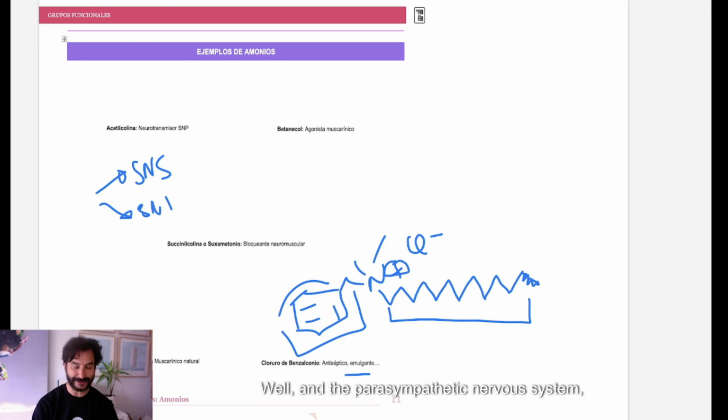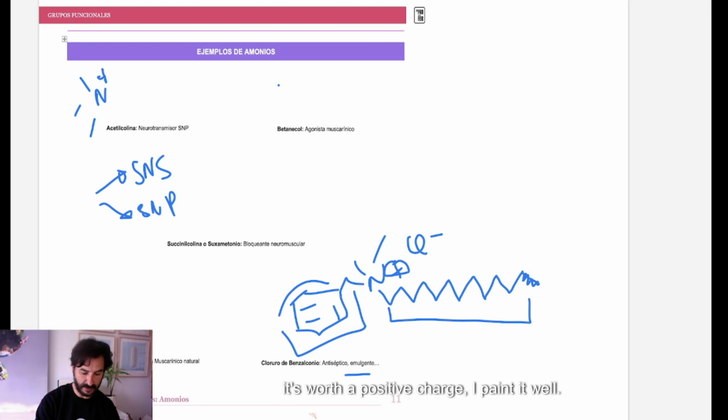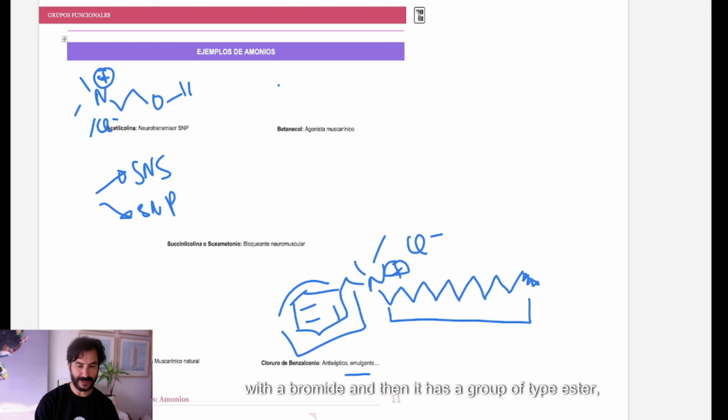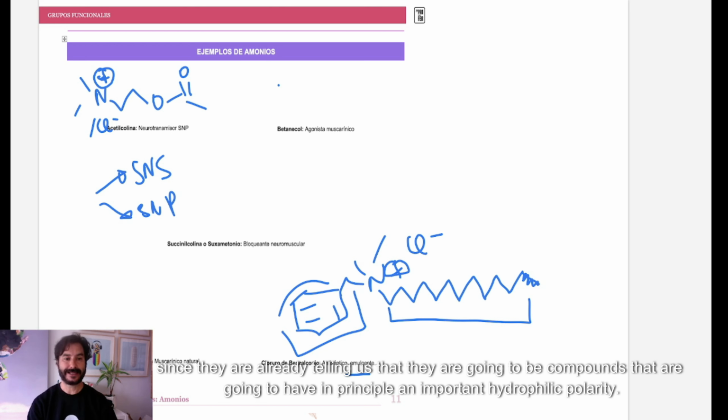Well, and the parasympathetic nervous system, what is acetylcholine? As I tell you, it has an ammonium group. I paint it here. It would be an ammonium, with a positive charge. Well, I painted it a little wrong, I'm going to erase it and paint it again. A positive charge, with a chloride or a bromide, and then a group of this type, methylcholine, being an ammonium, since they are already telling us that these compounds will have, in principle, an important hydrophilic polarity.